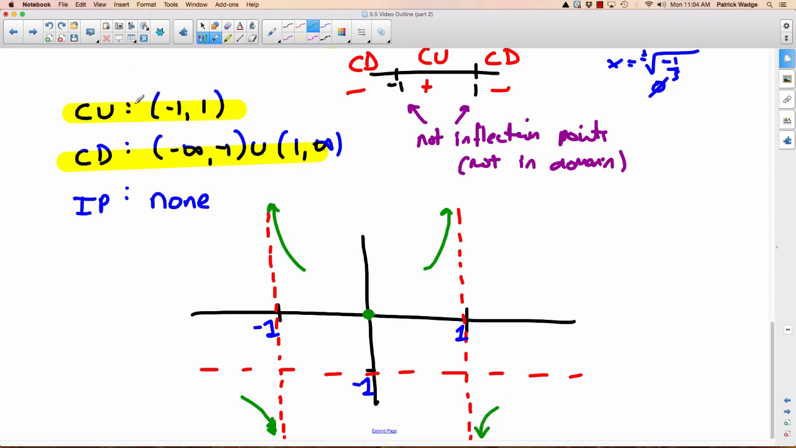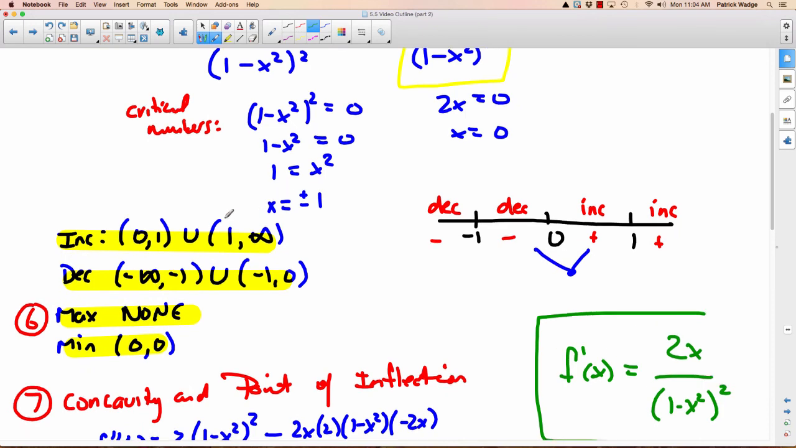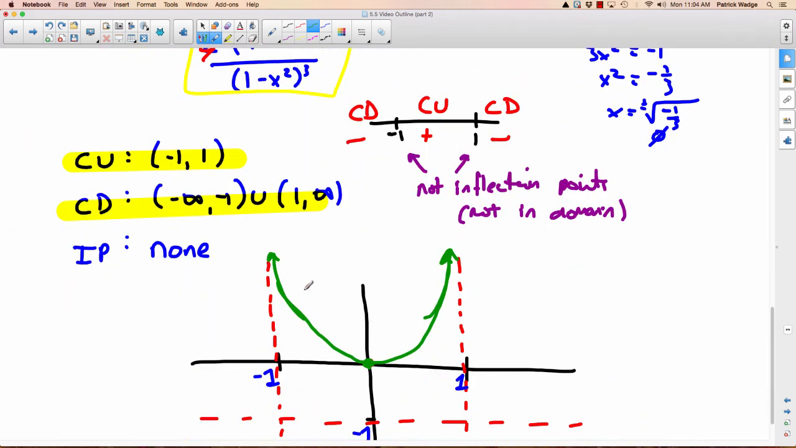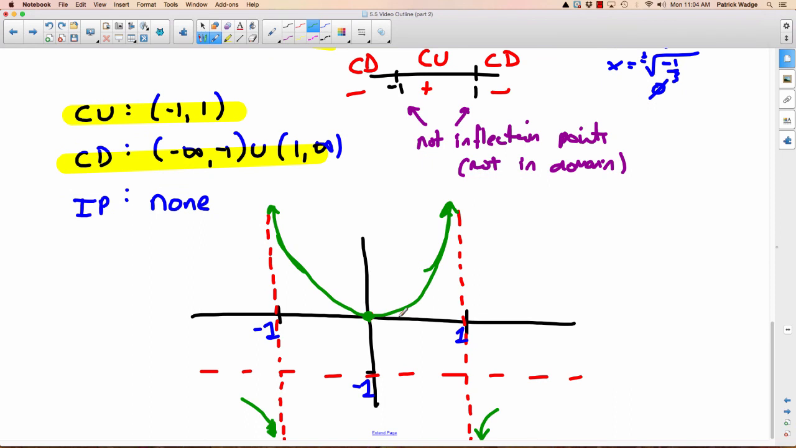Okay, now it says it's concave up from negative 1 to 1, and we also know this is a minimum here. Well, to keep it concave up, can you see it probably looks something like this? And if we check the increase and decrease, it says it's increasing from 0 to 1, and it's decreasing from negative 1 to 0. Decreasing from negative 1 to 0, yep, that's decreasing. Increasing from 0 to 1, yep, that's increasing. So that looks good.